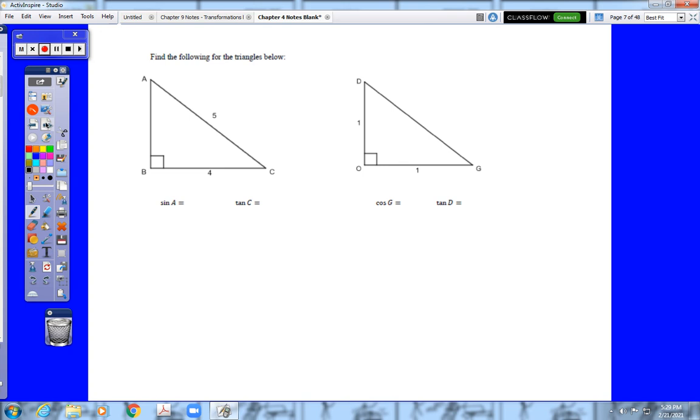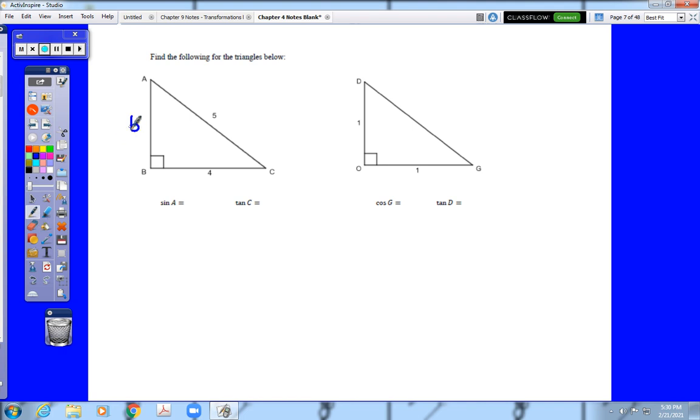So, in order to find the sine, the cosine, and the tangent of one of these angles, A or C, we probably are going to need that last side. So what we need to do first is figure out the missing side length. Let's call it B, because we know the hypotenuse and we know one of the legs.